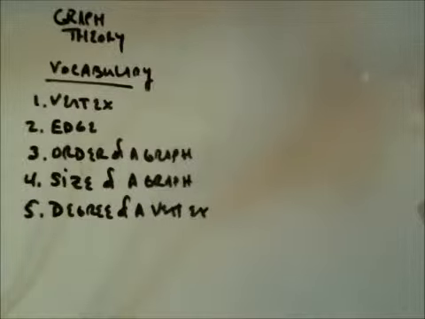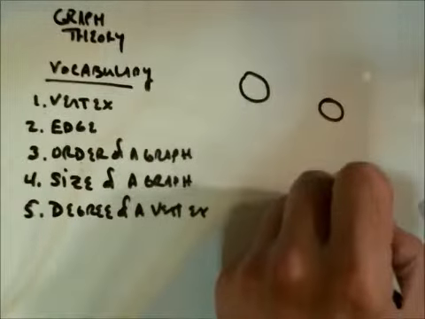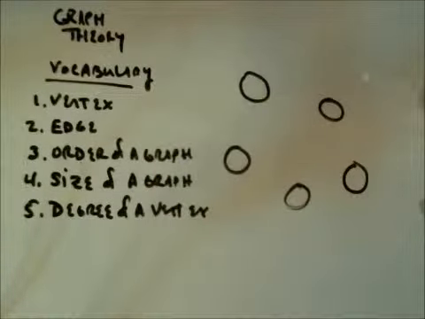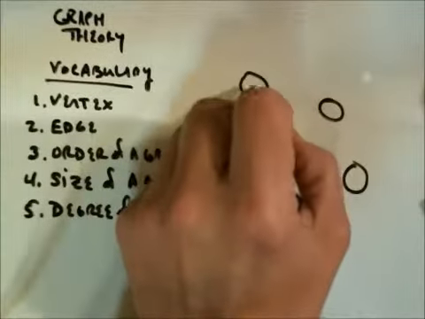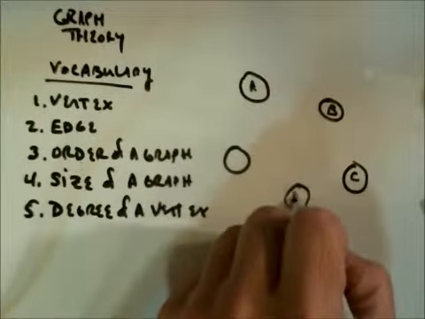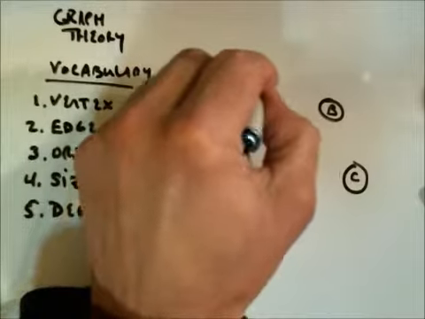The first one is a vertex. A vertex is a node or a stopping point, an intersection, if you will, in the graph. And generally they're labeled in some way. I'm going to use letters here. And in this case, I've got 5 different vertex points, or nodes if you wanted to call them nodes.